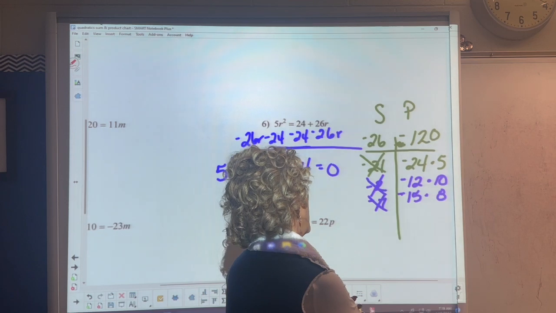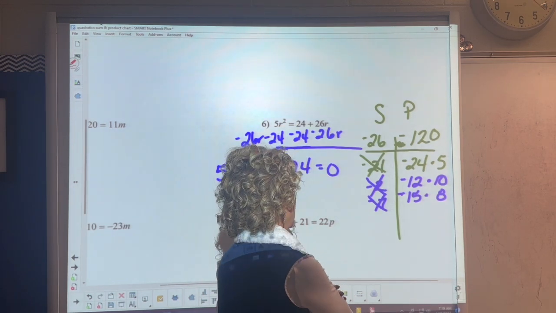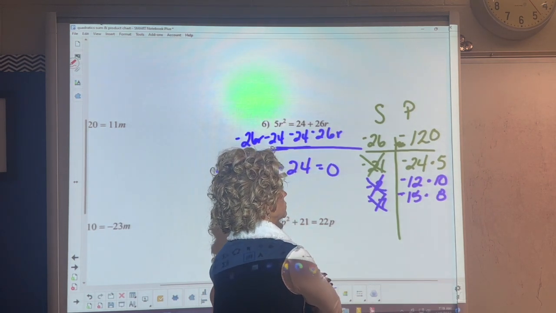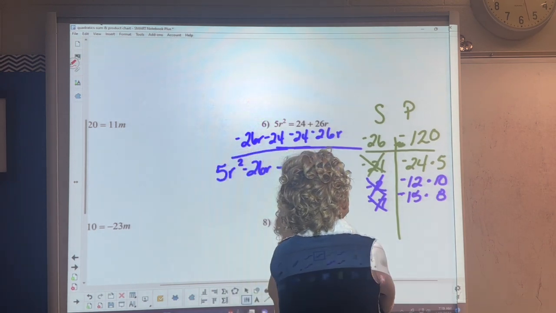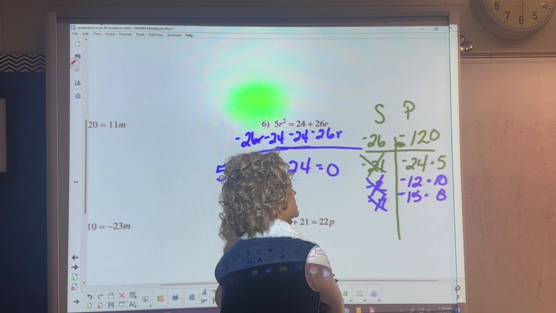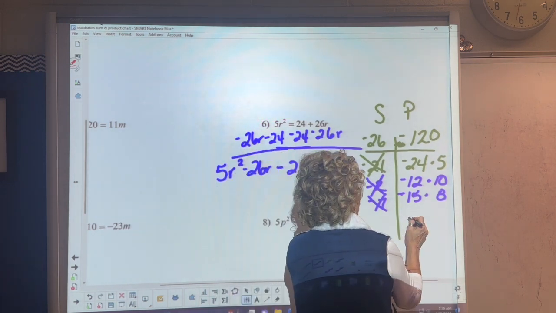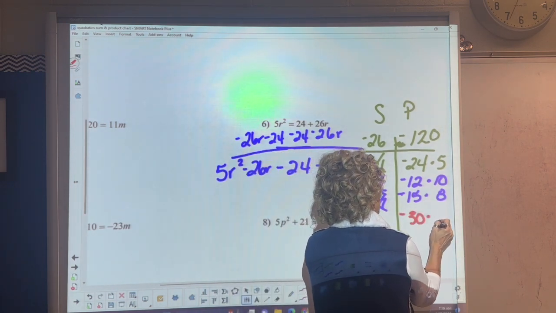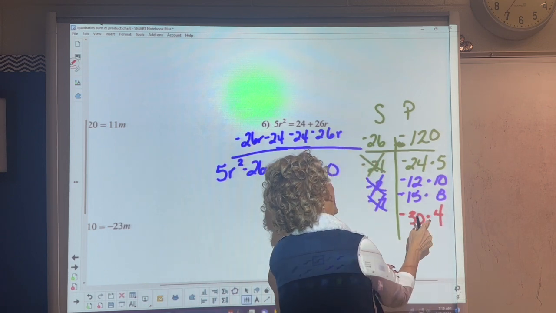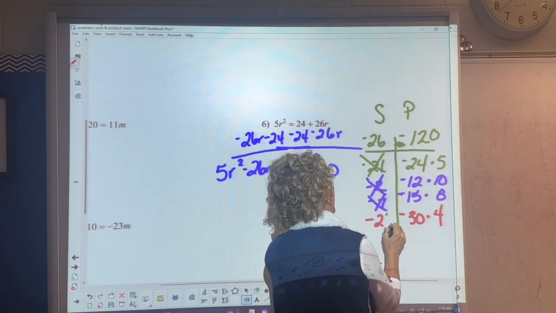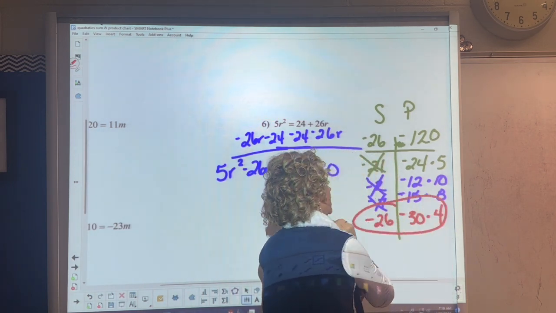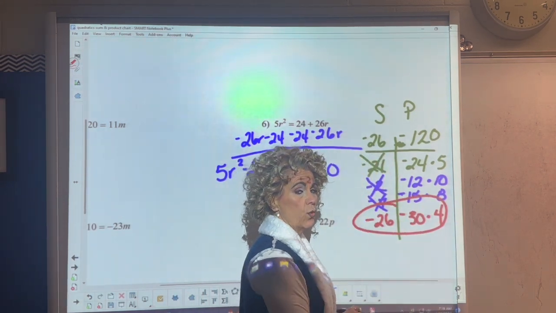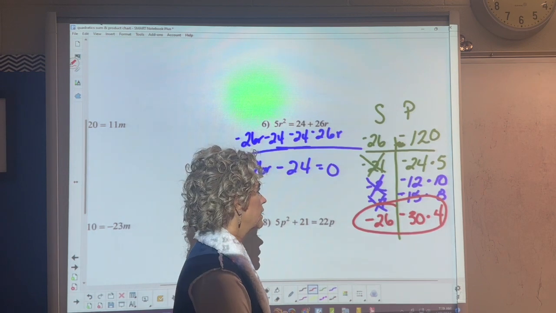Let's see, 24, 12, we got 5, 16, nope. 5 and 6 is 30, okay? So 30 goes into it, so 30 times 4. So I have a negative 30 times a positive 4. If I add those together, I do get a negative 26. And that's what I'm looking for. And today, that's where I stop, okay?